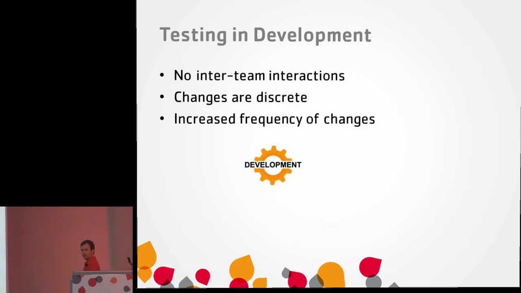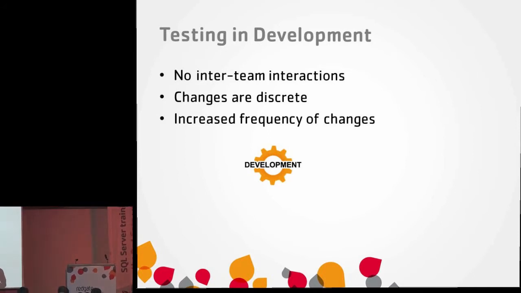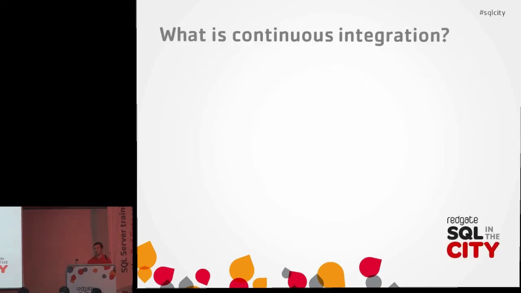Because the changes are more discrete, they're obviously easier to find in development, but that comes at a cost as well, because there's an increased frequency of change. If you went through a complete test cycle every time you made a change, it would be completely impractical. You're not going to run through your whole regression suite every time you've committed something to source control in development. So you need a solution for that, and the solution is automation.